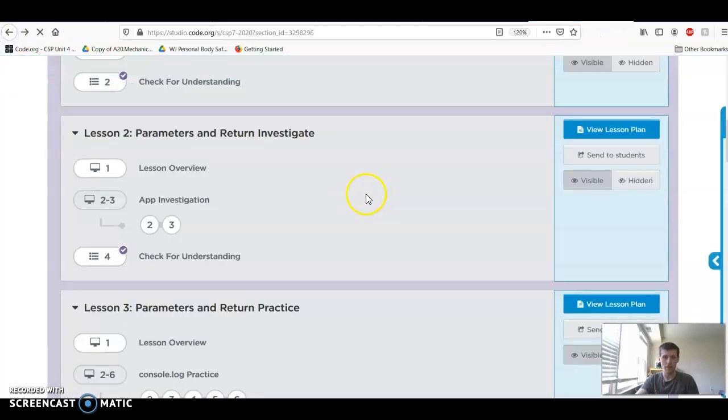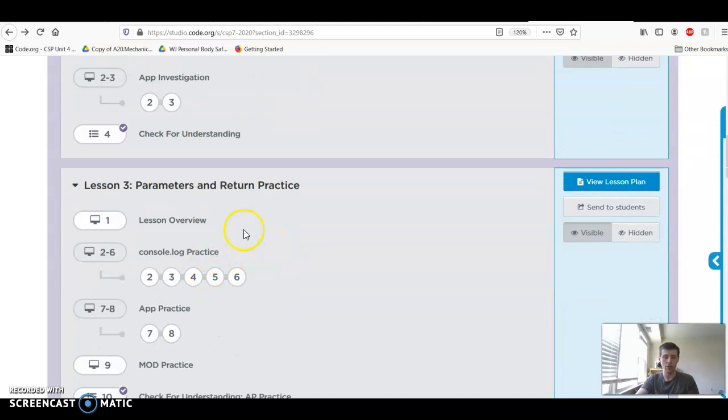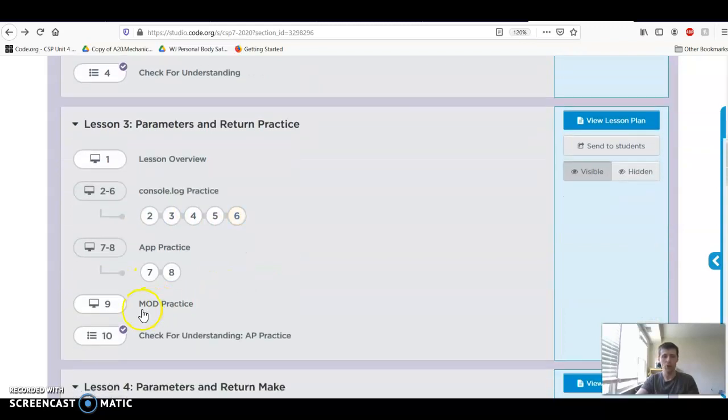So your assignment is to complete parameters and return practice, levels 2 through 10. If you have any questions about how to do any of that, please let me know. I believe in you. I don't think this is a particularly difficult topic, but if you run into issue, feel free to send me an email or come to my office hours.